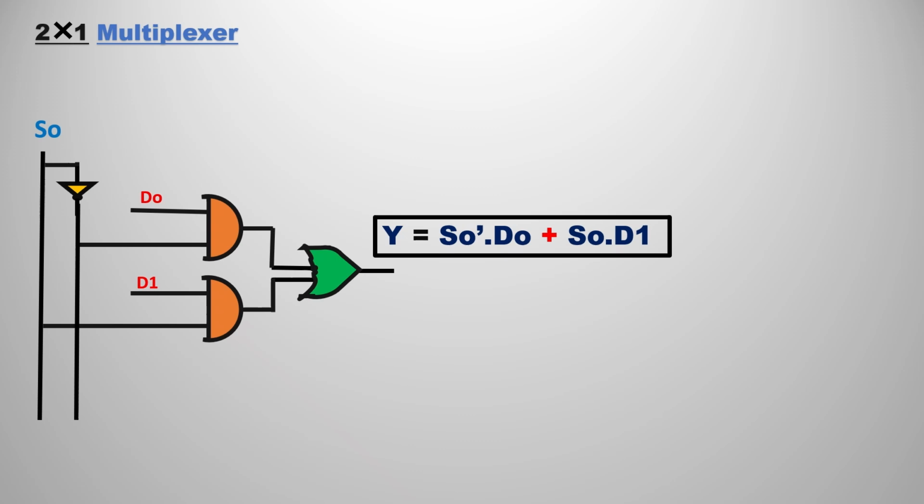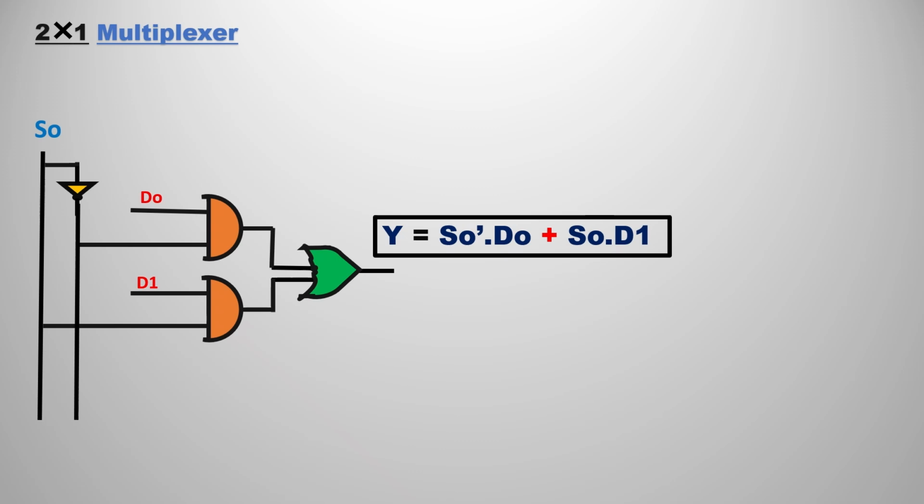So in the output expression we can see only one variable, that is S0, and S0 bar we can simply say. So with the help of a NOT gate we can take the S0 bar also. You can observe that we have two product terms. For that we need to have two AND gates, and in between we have the OR operator, meaning plus operator. For that we need to have an OR gate.